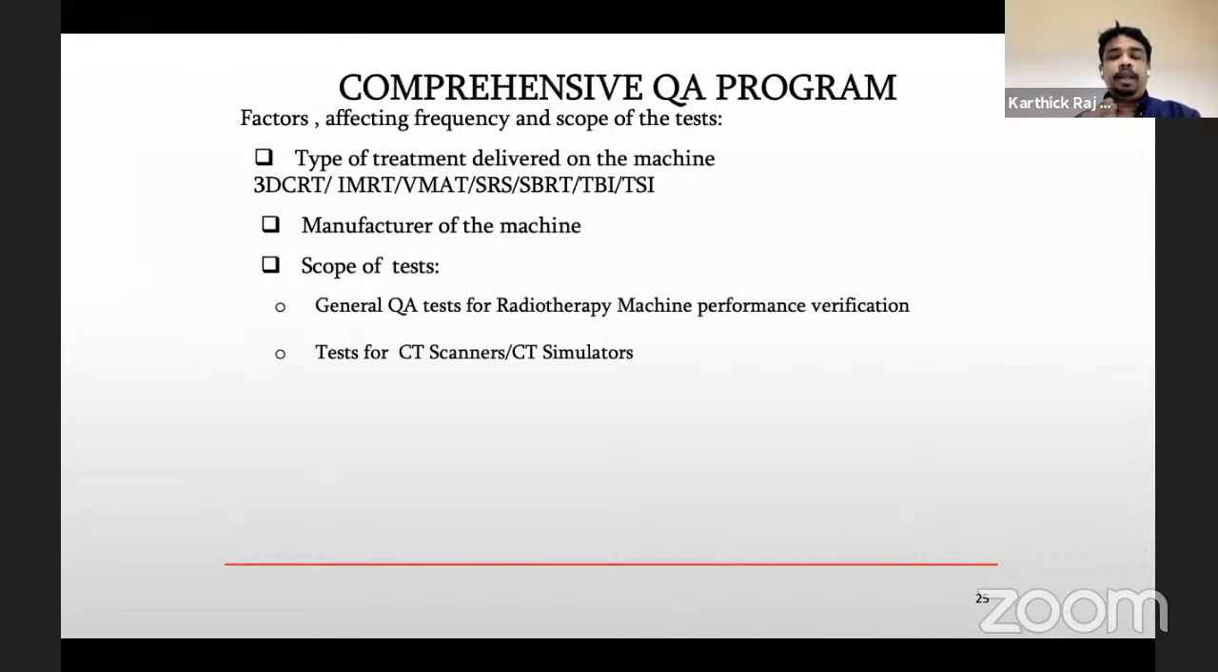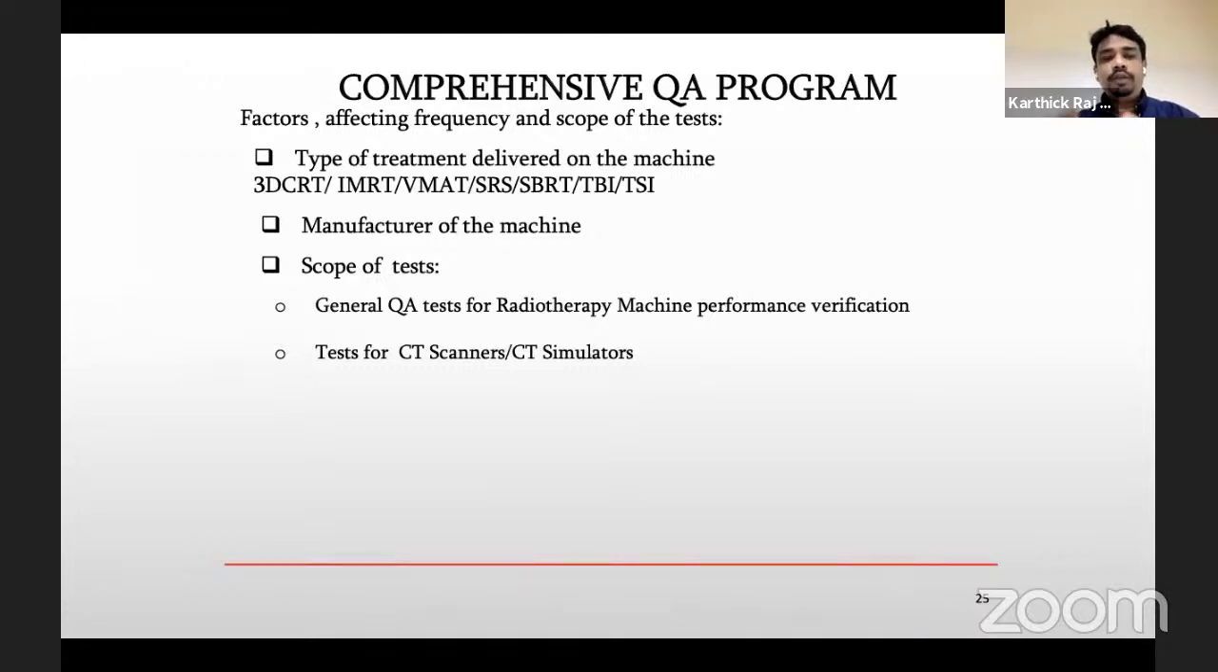According to your technique levels, the tolerance of all your quality assurance data is going to be different. If you want to talk about a 3D CRT technique in a department, if my couch rotation accuracy is within plus or minus 2 mm, I will accept it. When you are doing the same thing with SRS and SBRT or other high-end techniques, obviously the tolerance of each parameter for the QA tests, which we are going to see in the further slides, needs to be very tight.